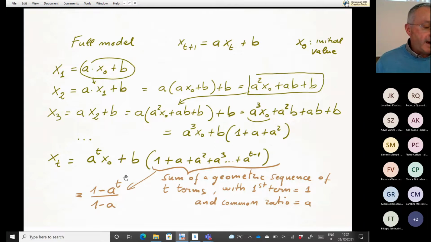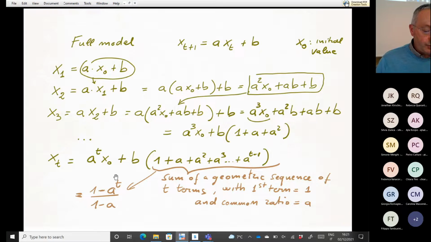It's not difficult to figure out what xt would be. It is x0 times a to the power of t plus b that multiplies 1 plus a plus a squared plus a to the power of 3 up to a to the power of t minus 1. Okay? This is the sum of a geometric sequence. The first term is 1. Common ratio is a. So the content of this green parenthesis here is 1 minus a to the power of t divided by 1 minus a. Okay? Which has to be multiplied by b.